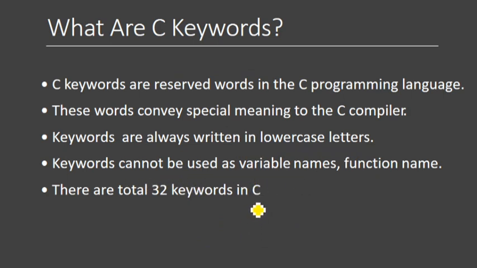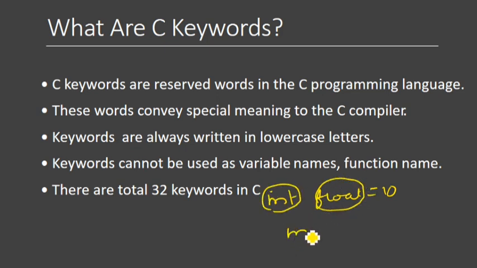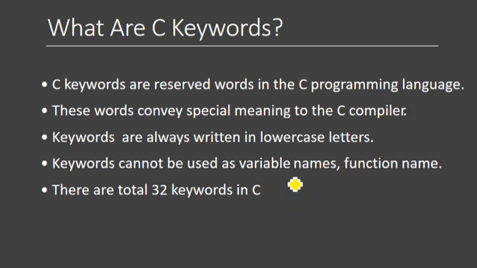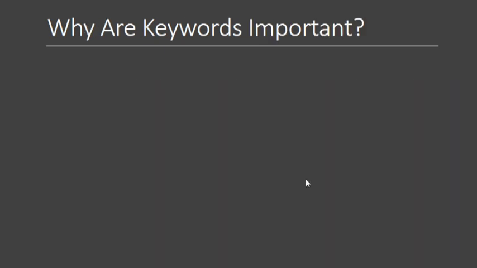For example, I am writing here int float equal to 10. I should not write like this because int is a keyword, and float is also a keyword. Instead, we should write int a equal to 10. In the place of a variable, I should not write a keyword. This is wrong. Keywords cannot be used as variable names or function names.